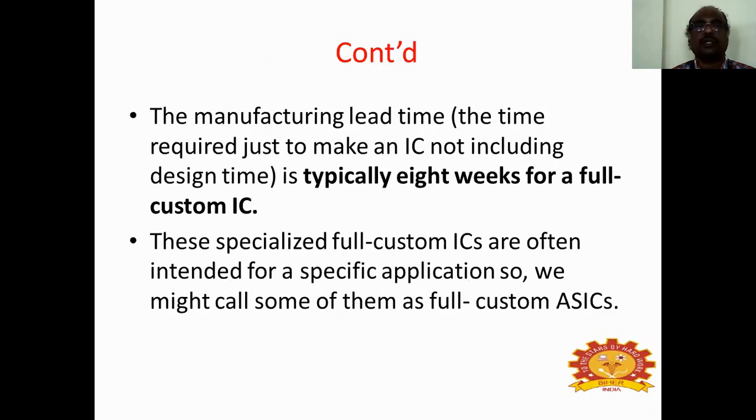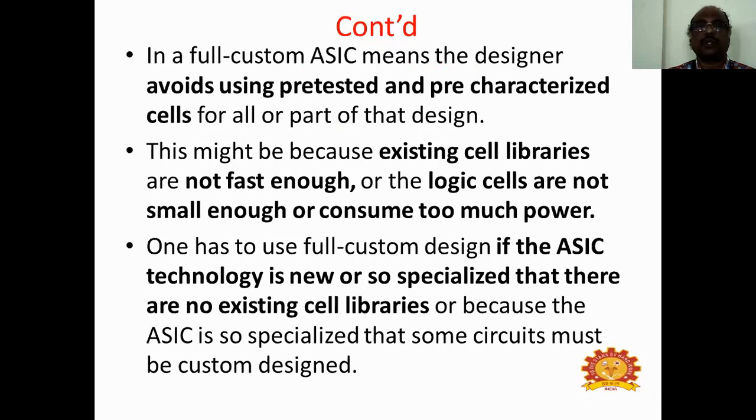Therefore, the manufacturing lead time, the time required to make an IC, not including the design time, is typically 8 weeks for a full custom IC. So this is what you have to remember: it takes typically 8 weeks for a full custom IC to be manufactured. These specialized full custom ICs are often intended for a specific application, so we might call some of them full custom application specific integrated circuits.